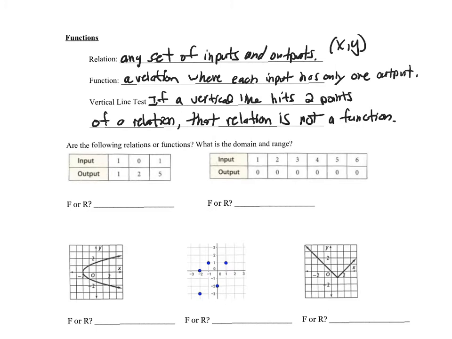So let's look at a couple examples here. This first one says, are the following relations or functions? Don't worry about the domain and range right now. So you can see this is a table. It has inputs and outputs. You can think of the inputs as x's and the outputs as y's. Notice there are two x's that are associated with different y values. So we have an input 1 going to 1, and we have another input 1 going to 5. When that's the case, we do not have a function because we have an input that has two outputs. So this would be considered a relation.